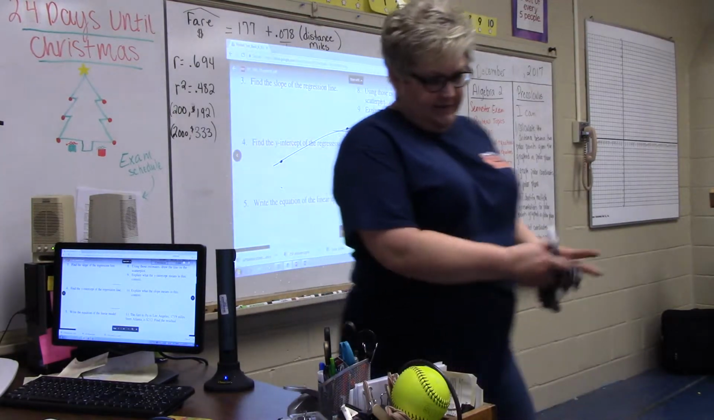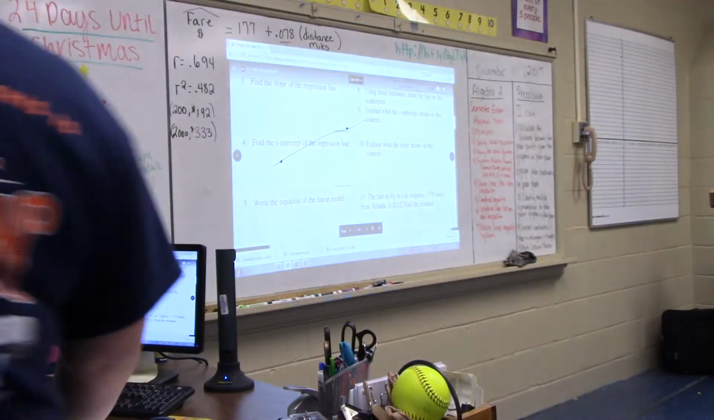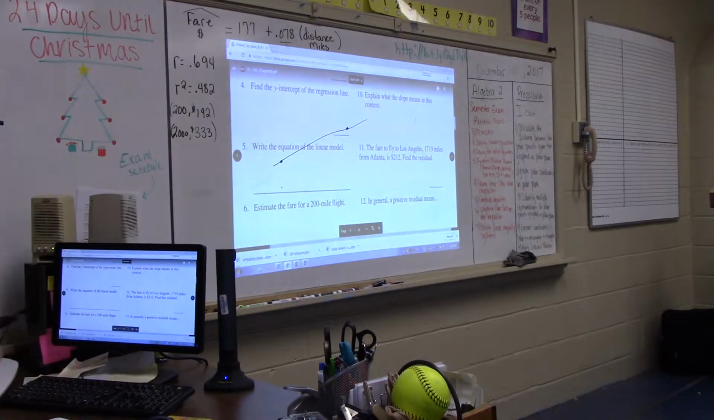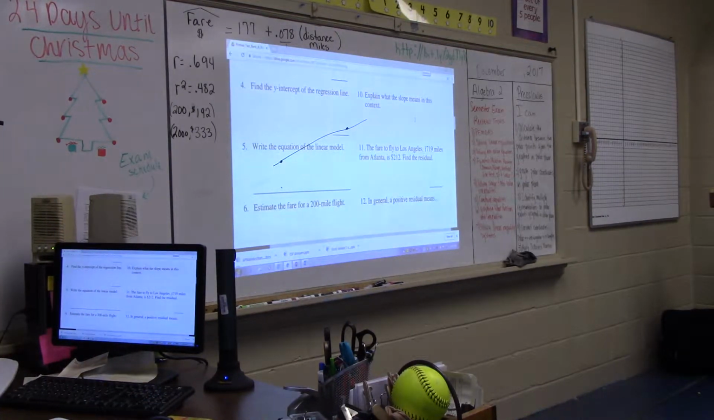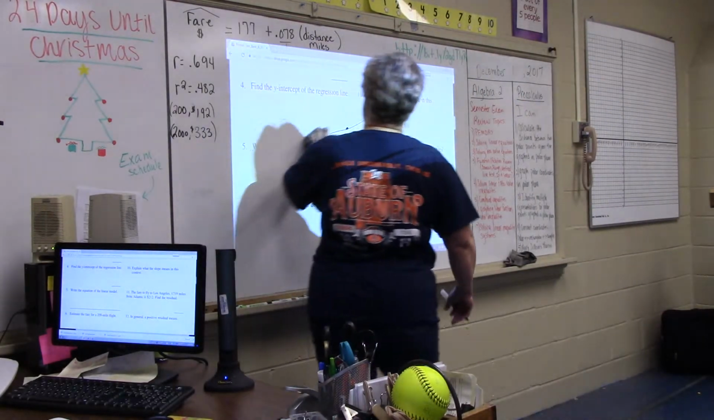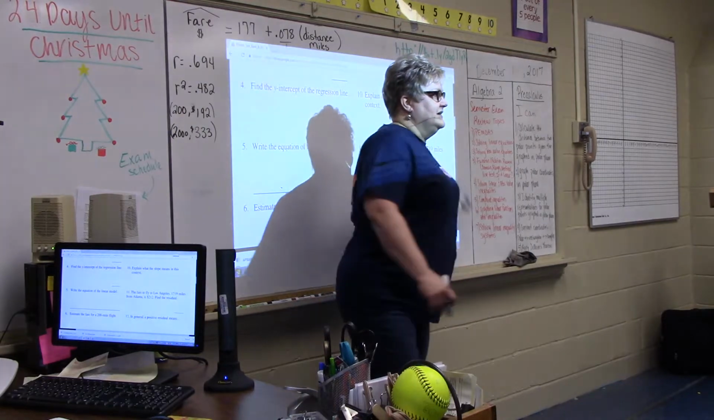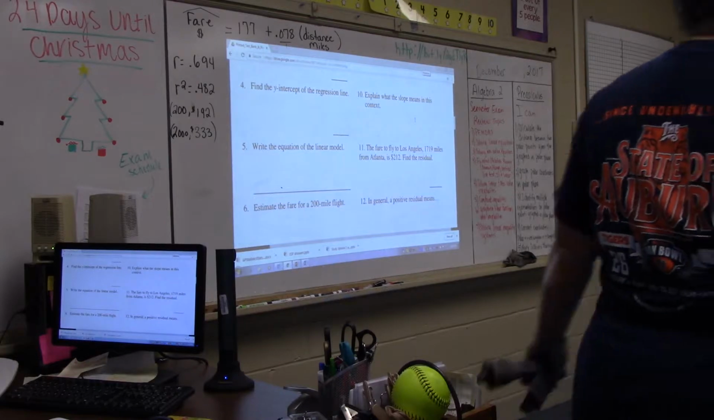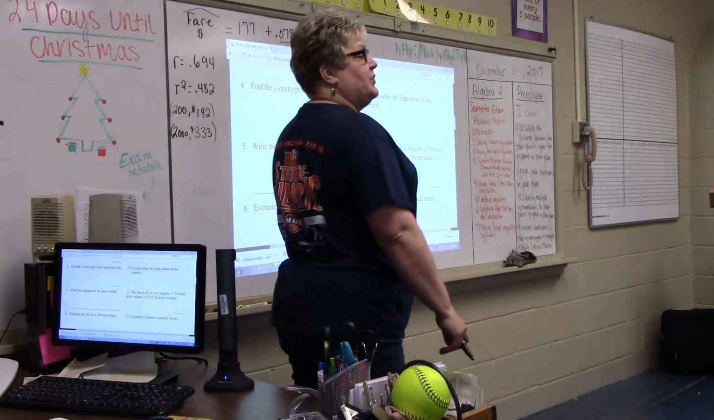All right, so let's look at 11 and 12 because these talk about residuals. We need to make sure we know what a residual is. 11 says the fare to fly to Los Angeles, 1,719 miles from Atlanta, is 212. Find the residual. Now, what is a residual? Somebody tell me what a residual is. It's the error associated with the problem.